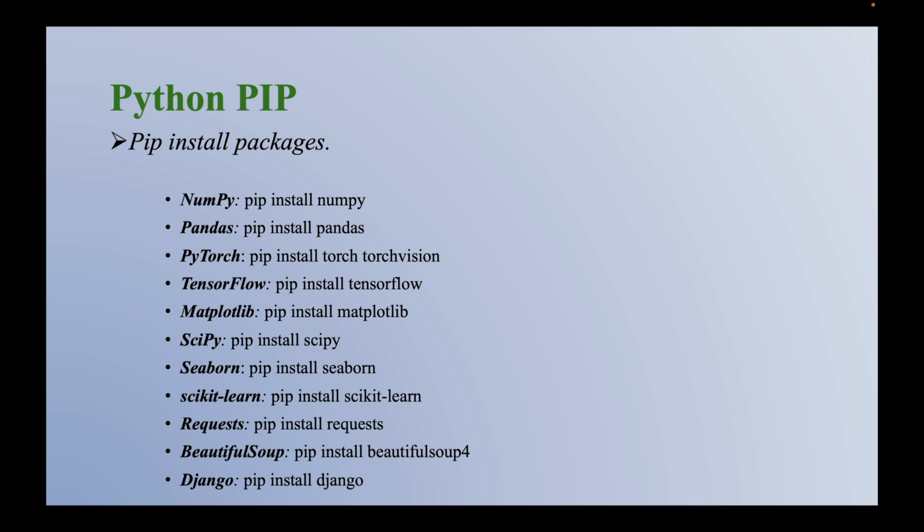To install Python packages, we use pip, which stands for pip install packages. Hence, in order to use certain packages from Python, we have to install in our system first, then only we can use them in our program. So here are some of the Python libraries and the commands to install. For example, to install NumPy, we have to write pip install numpy. Similarly, for pandas, pip install pandas. We have to be very careful about the spelling of these commands.